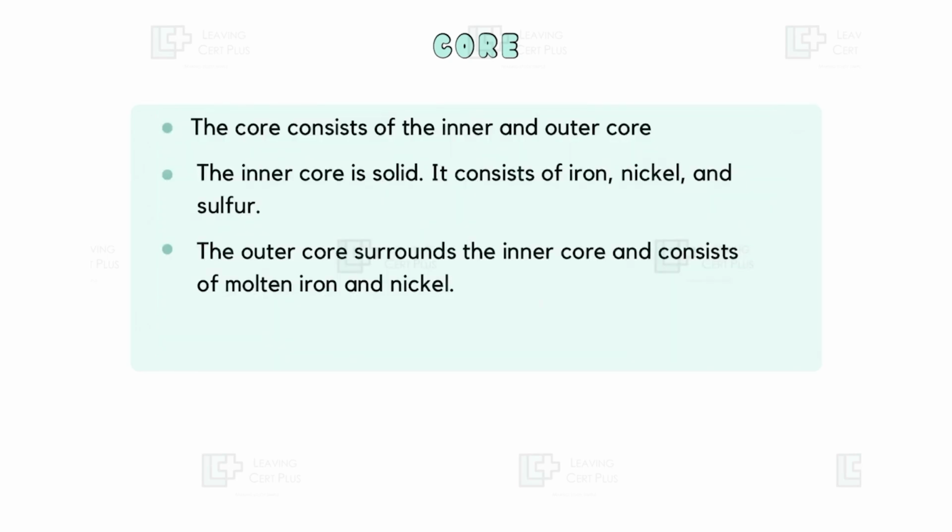Okay, so the core here consists of the inner and the outer core. The inner core is solid, so it's a solid component and consists of iron and nickel and sulfur. The outer core surrounds the inner core and it consists of molten iron and nickel. The temperature of the inner core is said to be in and around 5,000 degrees Celsius, and this is around the same as the surface of the sun.